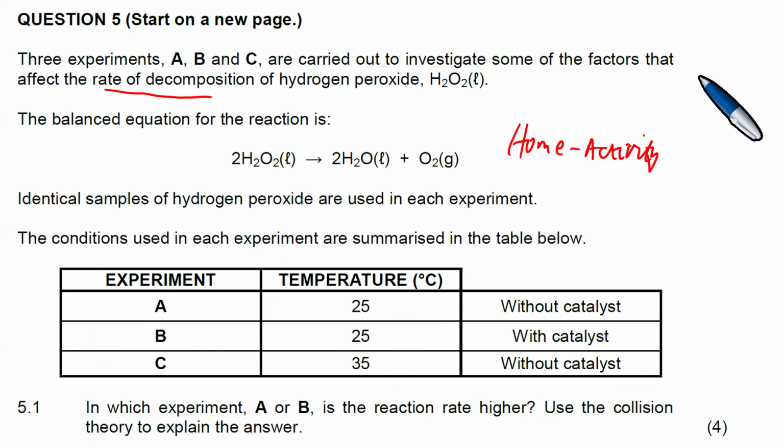In which experiment, A or B, is the reaction rate higher? Use the collision theory to explain your answer. Is it in A, in B, or in C that the reaction rate is higher? Because we're dealing with A or B, the temperature is the same. It's just the catalyst that is different. Here there's without the catalyst, there is with the catalyst.